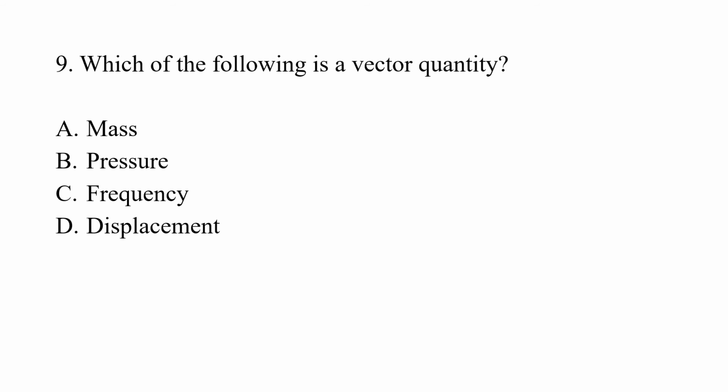Question 9. Which of the following is a vector quantity? Now we need to understand what vector quantities are. Vector quantities have both magnitude and direction. So for this, our vector quantity would be displacement. So our answer would be D.